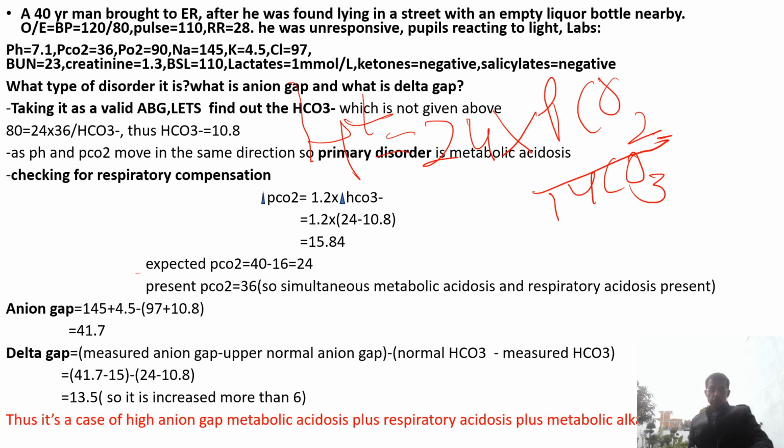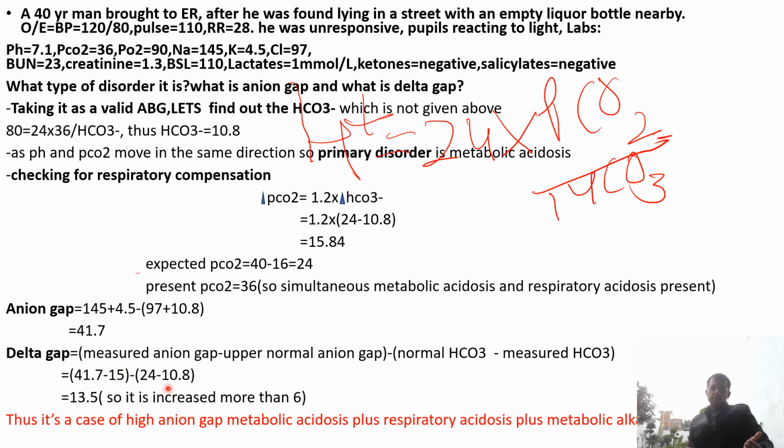So anion gap, what is the formula? So anion gap, let me take the laser point again. So anion gap is sodium plus potassium minus chloride plus bicarbonate. So 41.7. So delta gap is equal to measured anion gap minus upper normal anion gap, divided by normal bicarb minus measured bicarb. So 41.7 is the measured anion gap, and upper normal we take it around 15. So normal anion gap is 8 to 16, and the upper normal limit we take is 15. 41.7 minus 15.